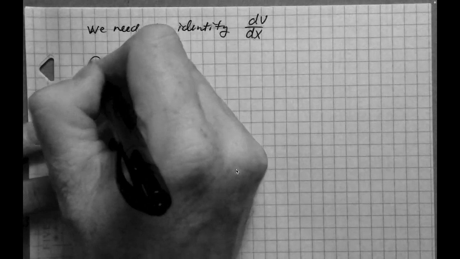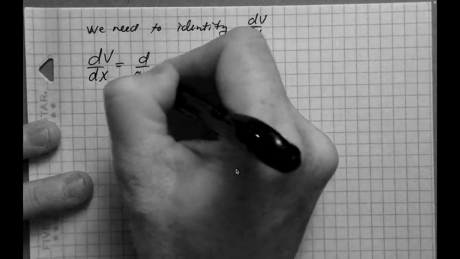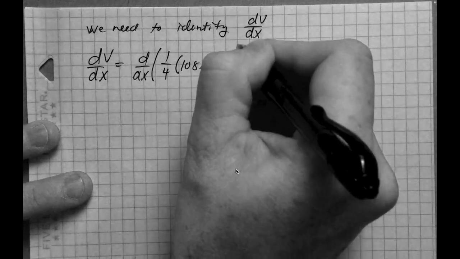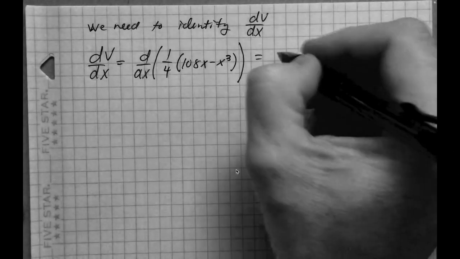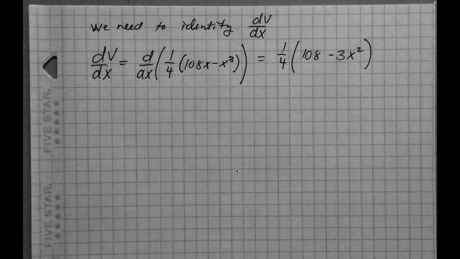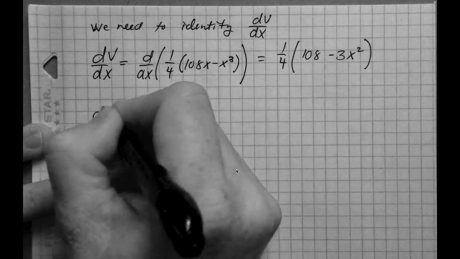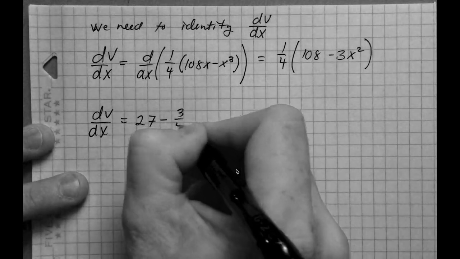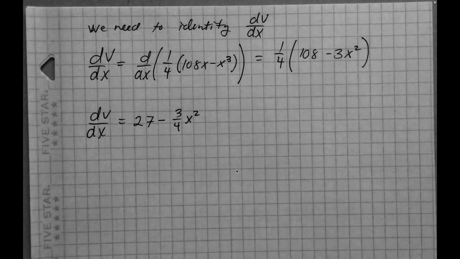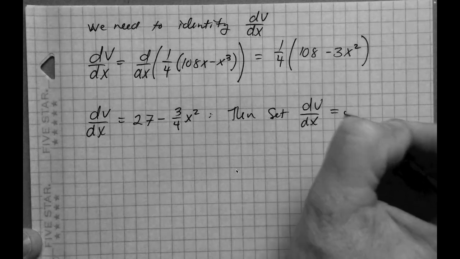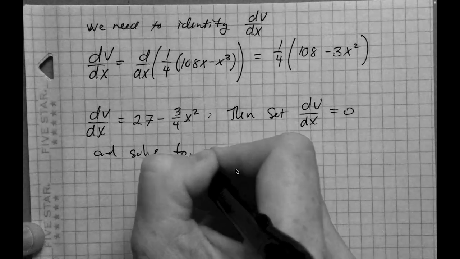So let's calculate dV/dx. That's d/dx of 1/4 times 108x minus x cubed. So that's our derivative, and we can easily differentiate this. And so you get 108 minus 3x squared. And so then that means dV/dx will equal, and we can rewrite this a little bit, maybe 27 minus 3/4 x squared. That might be a better way to write it. And so when we're trying to identify maximums and minimums, we need the derivative, and then we need to identify the roots of the derivative. So then we need to set dV/dx equal to 0 and solve for x.